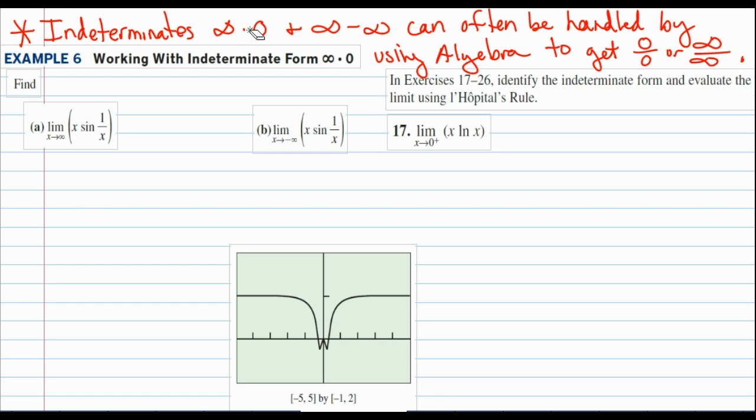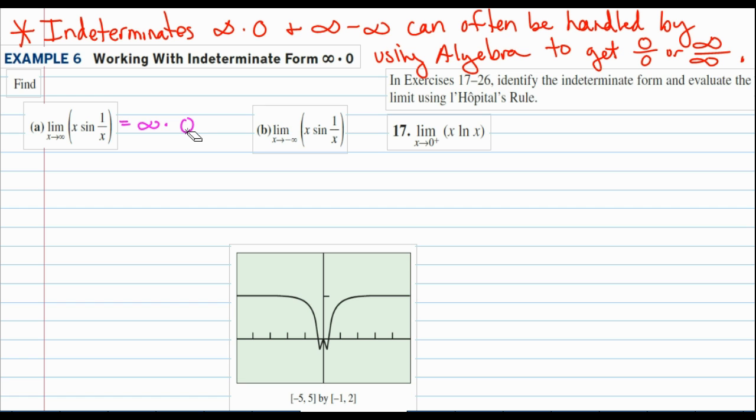We're not going to use L'Hopital's rule for multiplication or subtraction, but we need to do some algebra to get to an indeterminate form that uses division. So in part A, find the limit as x approaches infinity of x times the sine of 1 over x. If I think about what happens as x approaches infinity, the sine of 1 over x approaches 0. 1 over infinity is 0, the sine of 0 is 0.